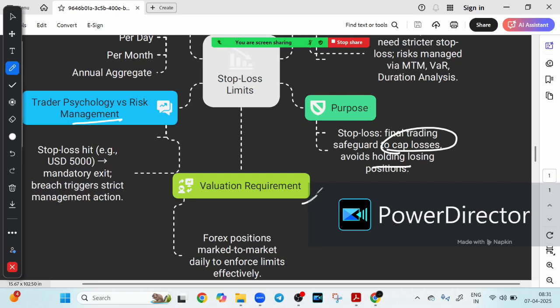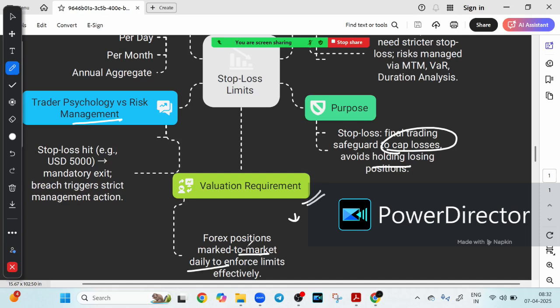And if you look at the valuation requirement, lastly, for a stop loss to work, positions must be marked to market daily. This is very, very important. Only then can the limit be accurately enforced in real time. So positions must be marked to market daily, and only then can this limit be accurately enforced in real time.